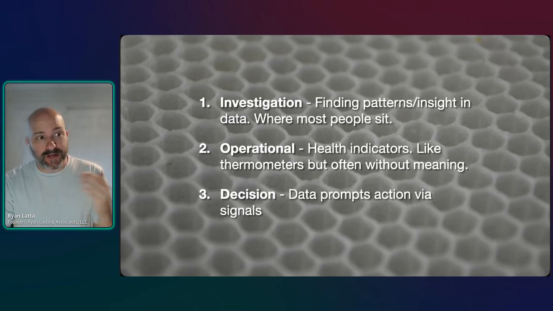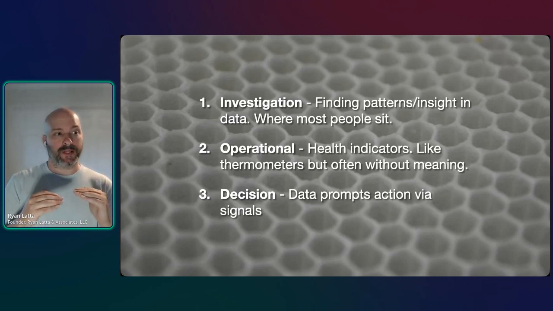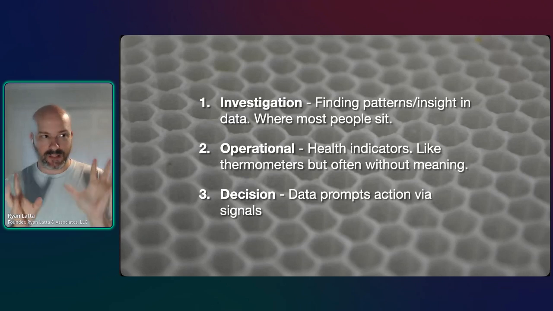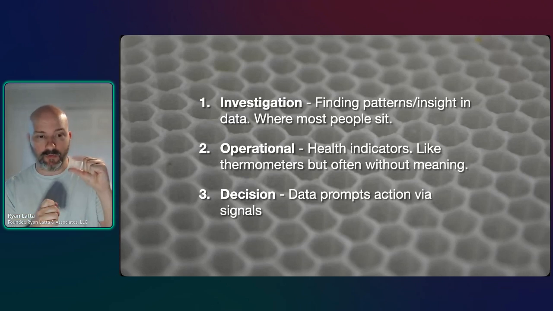And DORA metrics would typically be operational, but we would have to know what the lines are around them that give them meaning. When our cycle time moves below a point, something has happened, or above a point, something has happened. But if it's in this range, we're all good.